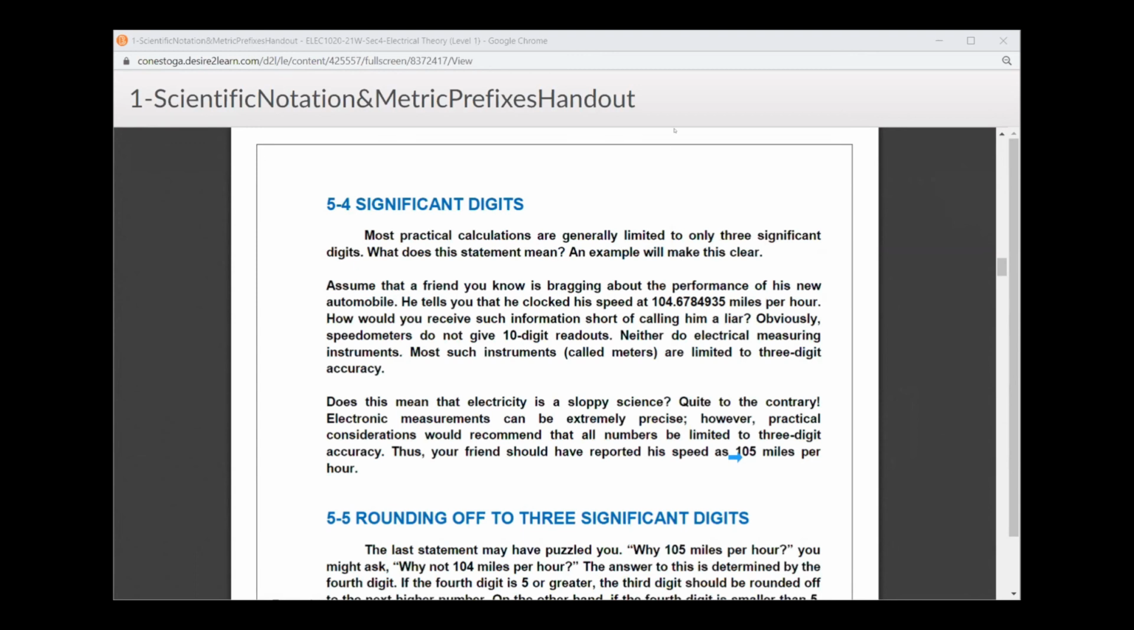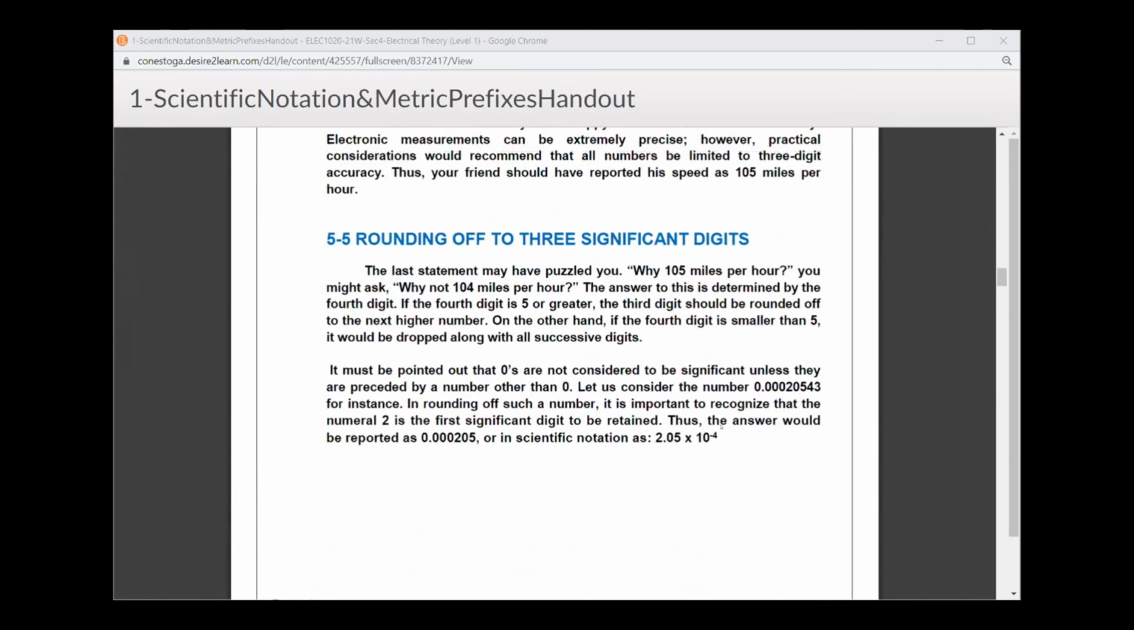Any questions about that? However, there's sometimes a little bit of confusion because sometimes we have a lot of different numbers, and we have to make sure that, okay, let me get back into this. Let's say that we have a different number, for example, 0.000020543.